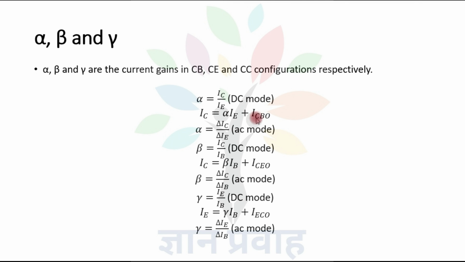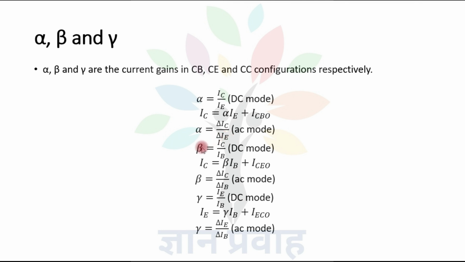ICBO, or simply ICO, is the leakage current in case of common base configuration when the input side or emitter side is open. So this one is the collector to base current when the emitter side is open. And in case of AC mode, alpha is the small change in output current to the small change in input current.